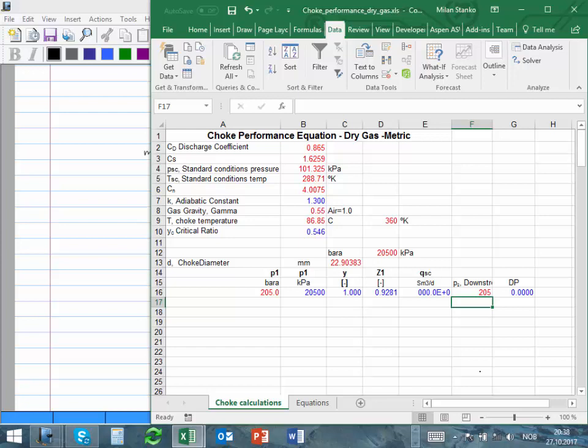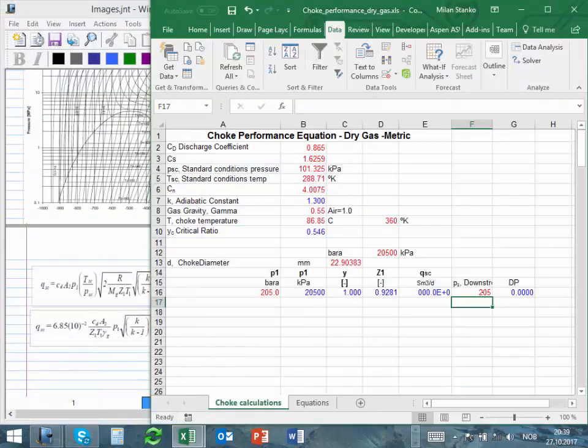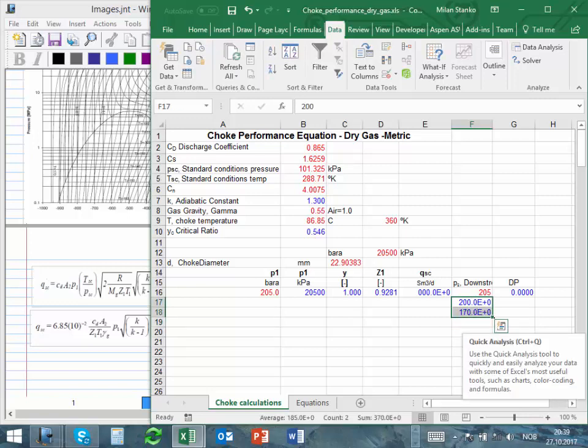You can do anything you want. You can do everything from scratch. But what I say, now this one becomes a variable. Because P1, I'm saying here, I want P1 to be constant. It has to be 205. So to generate this plot, you have to change actually the P2. And I say 205, might be 200, then I go 170 and so forth all the way to 0.